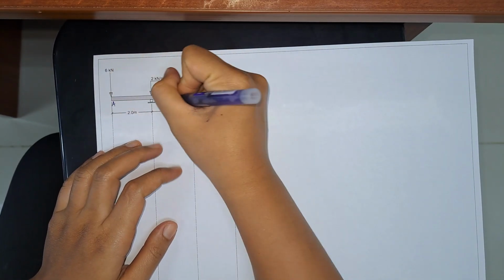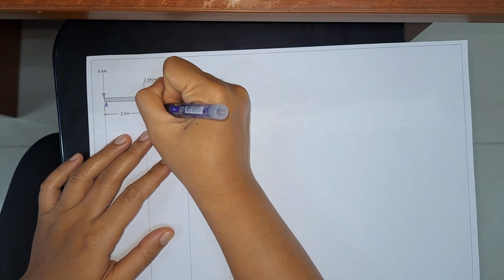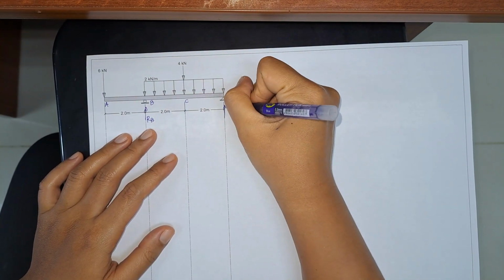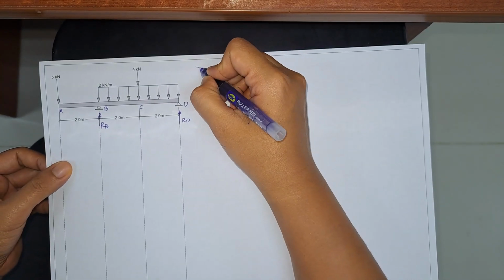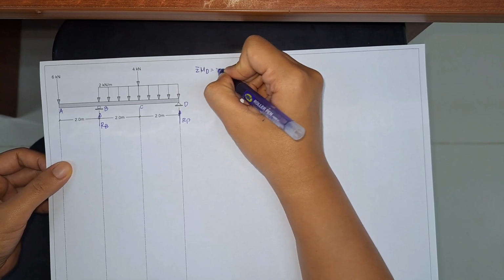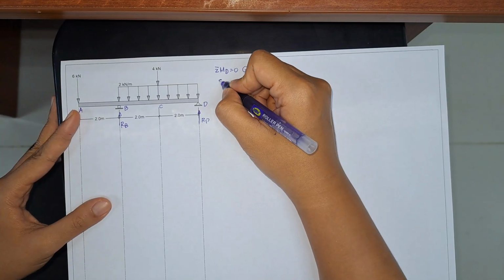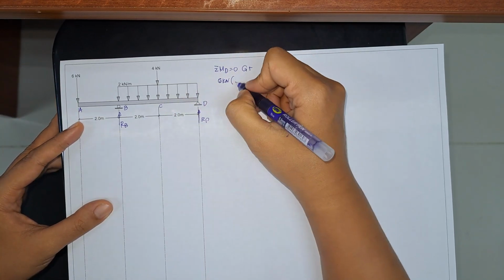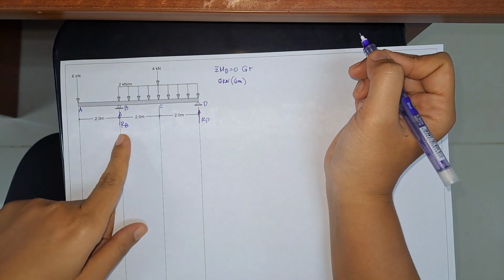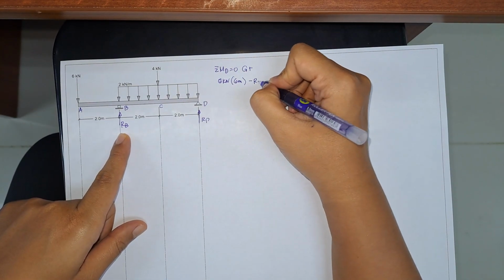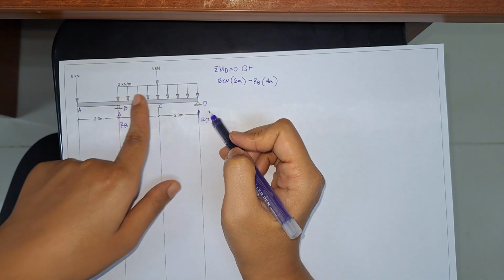Okay, so we have here A, B, C, and D. We need to have the value of the reaction at B and then reaction at D. Okay, so by taking the summation of moment at point D is equal to 0, we have positive 6 kilonewton, 6 meters. Next, dito tayo sa may RB. So, minus reaction at B, distance is 4 meters. Ano pa? Tapos dito na po tayo sa taas.